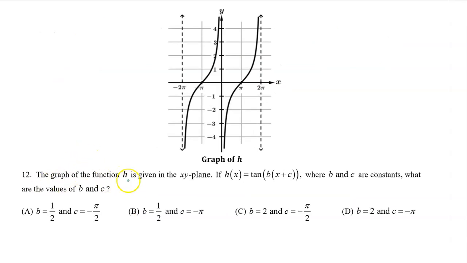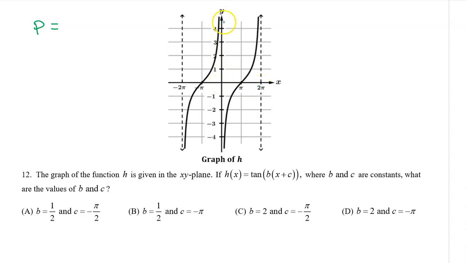Number 12. The graph of the function h is given in the xy plane. If h of x is equal to the tangent of b times x plus c, where b and c are constants, what are the values of b and c? We need to start by finding the period, because the period will lead us to the b value. You can measure the period either from midpoint intercept to midpoint intercept, or from asymptote to asymptote, whichever is easier.